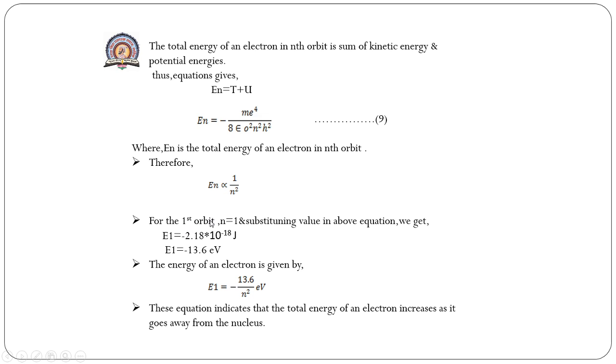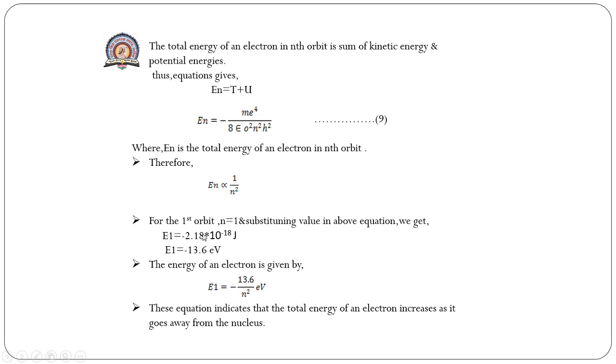For the first orbit, n is equal to 1. Substituting the values in the equation, where m is the mass of the electron, e is the charge of the electron, epsilon 0 is the permittivity of free space, n is the orbit number, n is equal to 1, 2, 3 and so on, and h is Planck's constant. Now we have to put all these values in this equation. We will get the values of energy E1, E2 and E3.